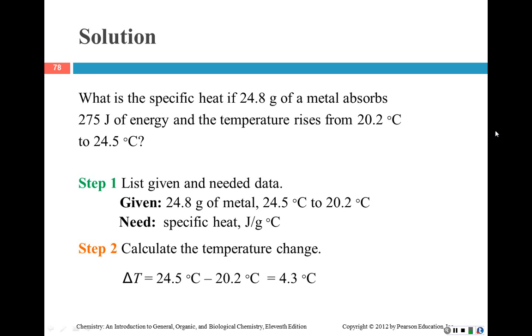All right, welcome back. So you got 24.8 grams, 24.5 degrees C to 20.2. So I said the delta T, the change in temperature, is 24.5 degrees C minus 20.2 degrees C. For an overall change, we've increased that temperature what? 4.3 degrees C.